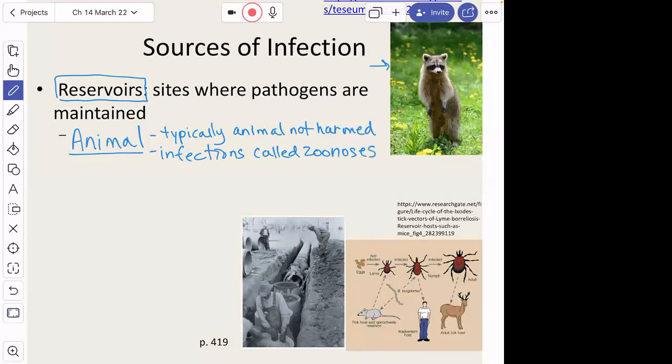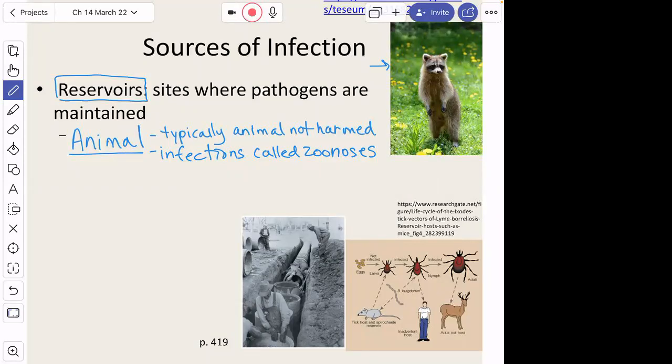A zoonotic infection is one that's maintained in animals, and then humans can acquire that infection when they come in close contact with an animal. Maybe they're trapping a wild animal and eating it, or they come in contact with the animal feces, or the animal bites us. Some kind of close contact, and then we get that infection.